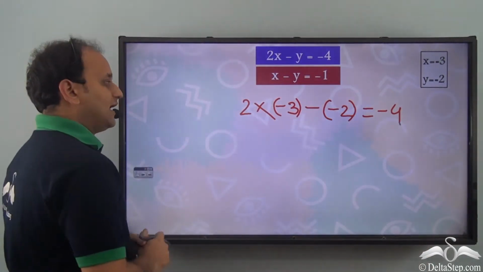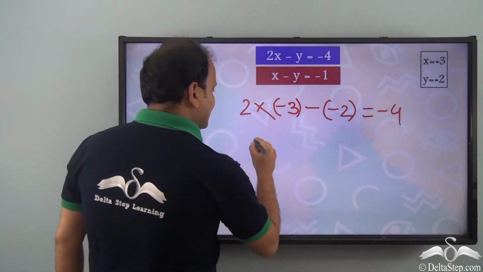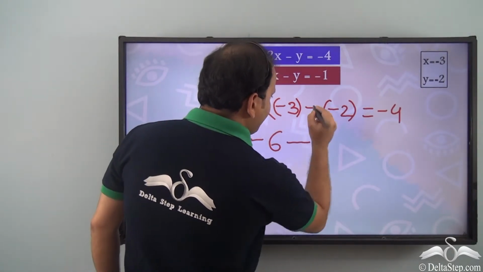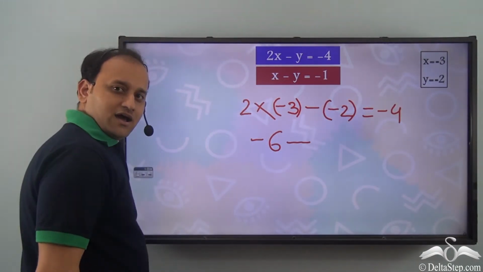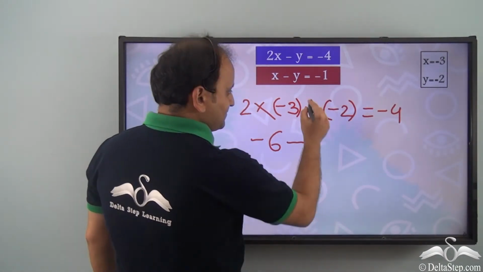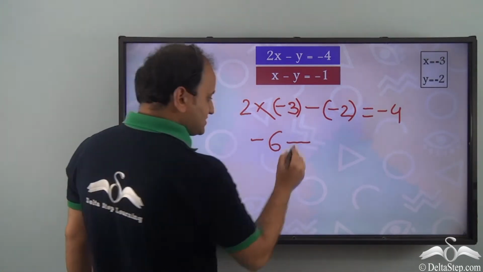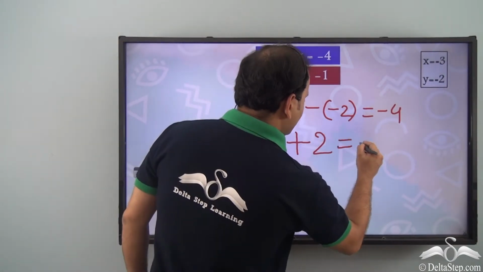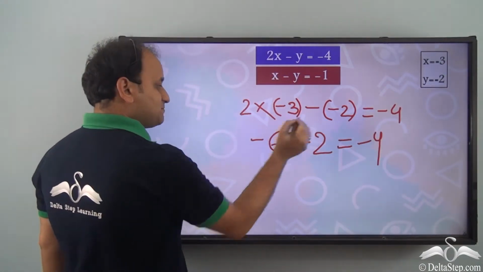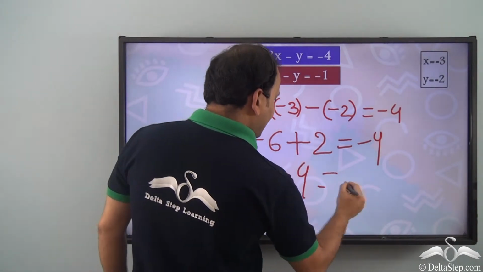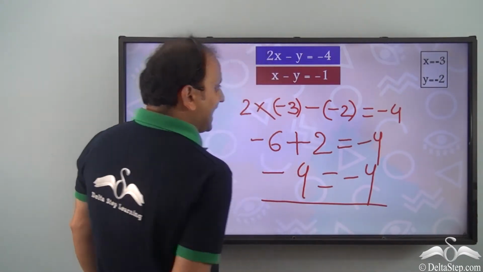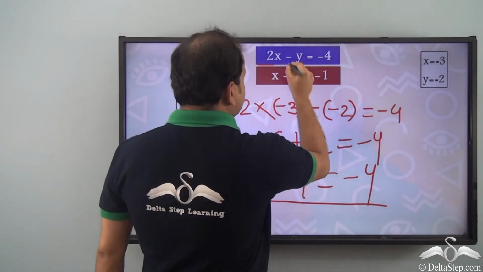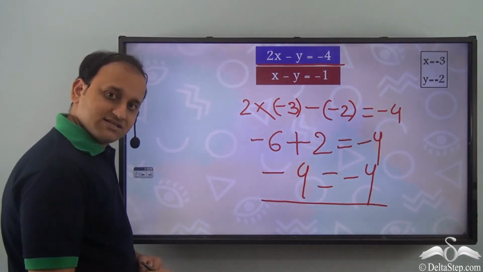-4. Now 2 into -3 is -6, right? -6, and we have minus outside and minus inside the bracket. So both together will give us plus, right? So we have +2 is equal to -4. Now -6 plus 2 is -4, right? So we see that x equal to -3 and y equal to -2 satisfies this particular equation, 2x minus y is equal to -4.